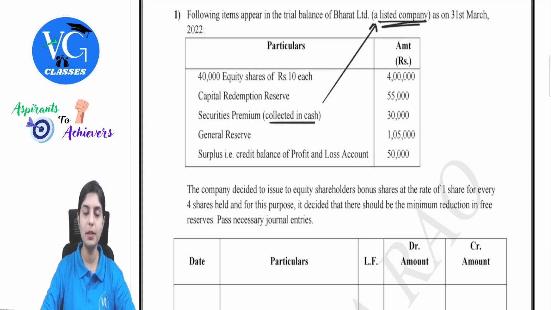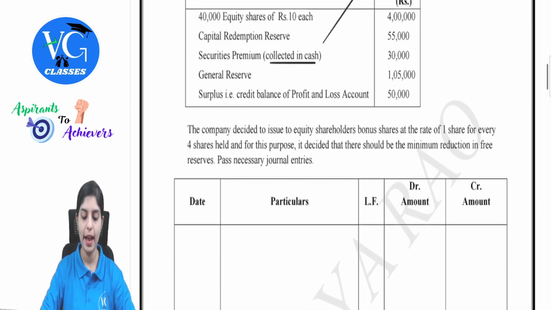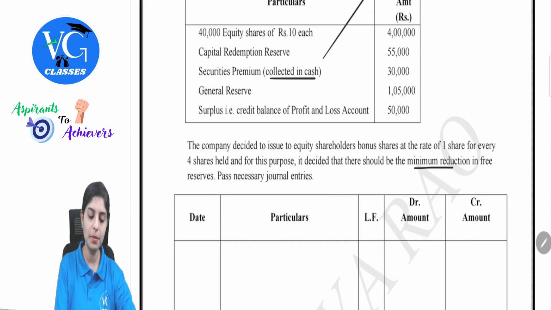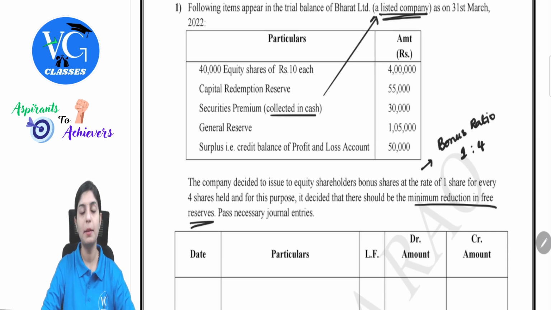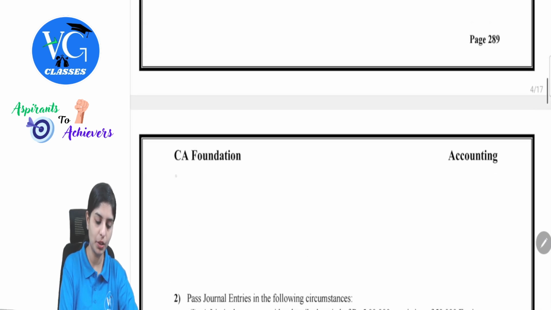General reserve, and then surplus, that is the credit balance of profit and loss account. The company decided to issue equity shareholders bonus shares at the rate of 1 share for every 4 shares held, and for this purpose it is decided that there should be minimum reduction in free reserves. Pass necessary journal entries. So what is the bonus ratio? Bonus ratio is 1 share for every 4 shares held. That means how much is your total shareholding now? It is 40,000 equity shares. How do we calculate this? Let's do it as a working note.